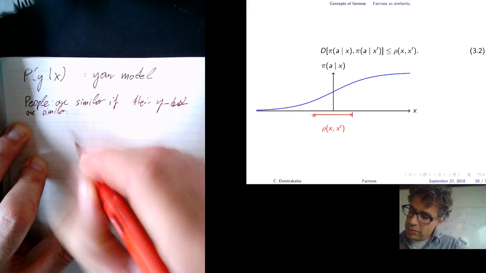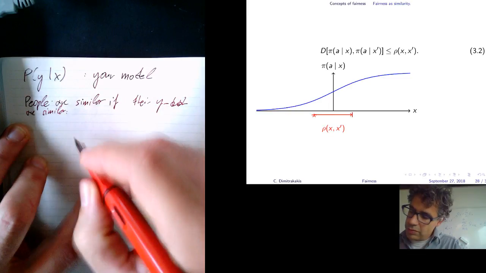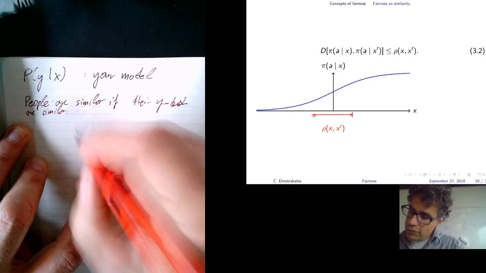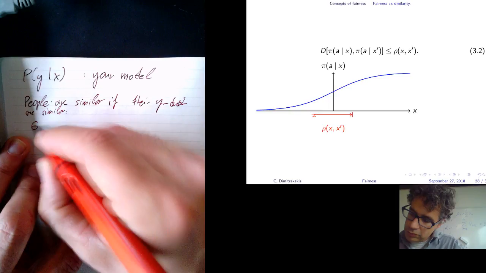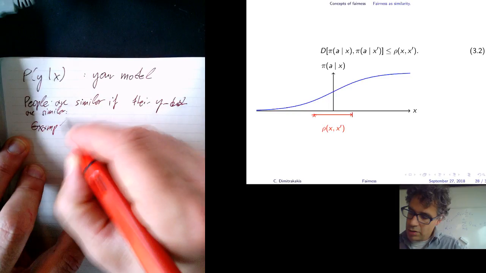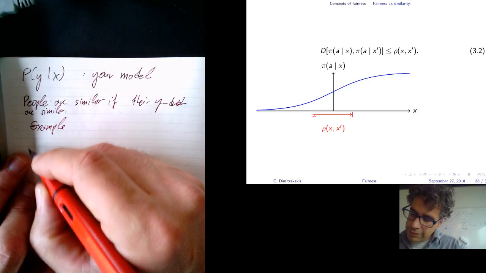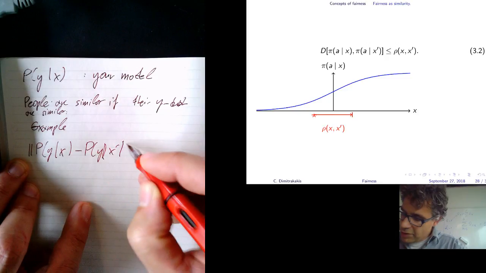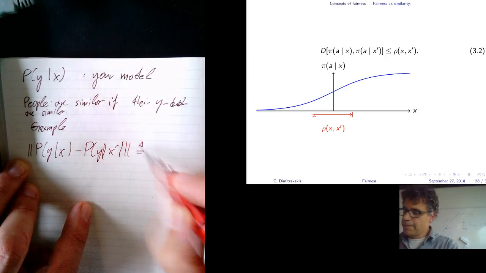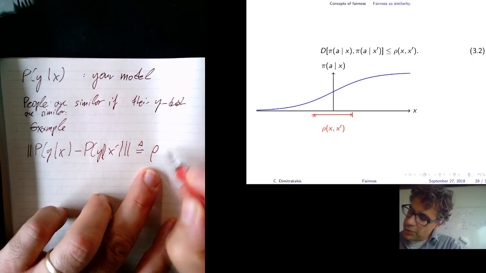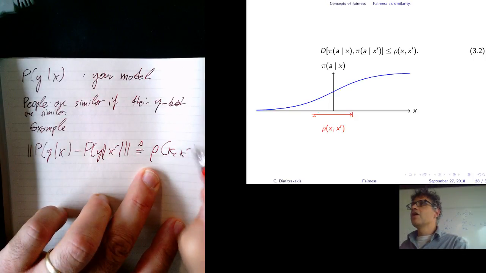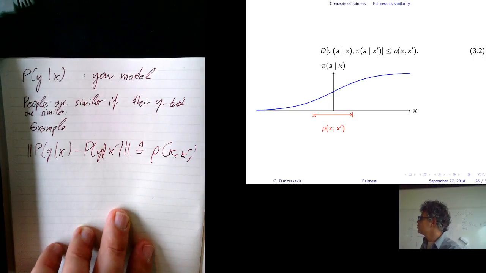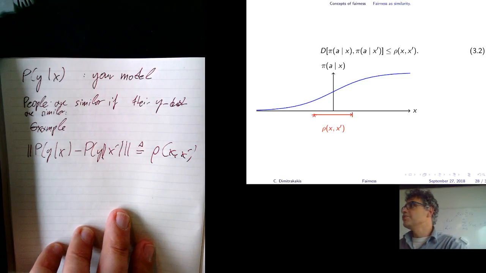For example, you have p of y given x minus p of y given x prime. You can define this to be your distance metric between x and x prime. How much the distribution of y according to your model changes for different values of x and x prime.